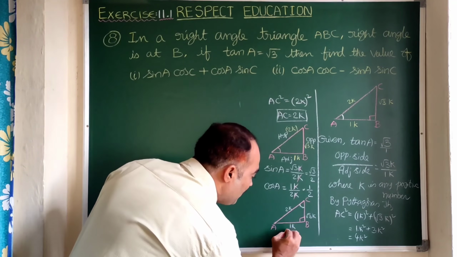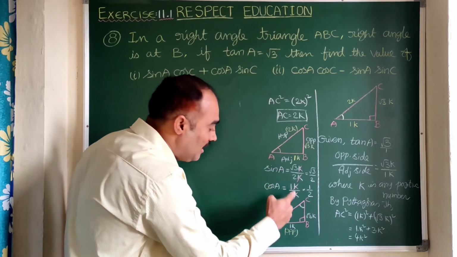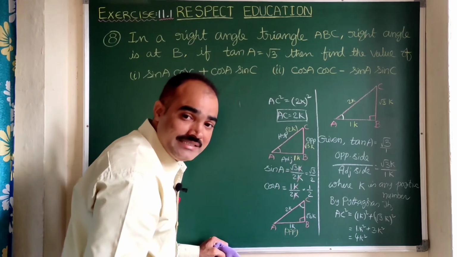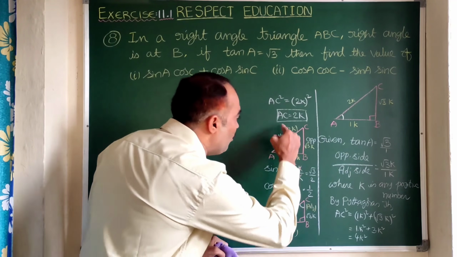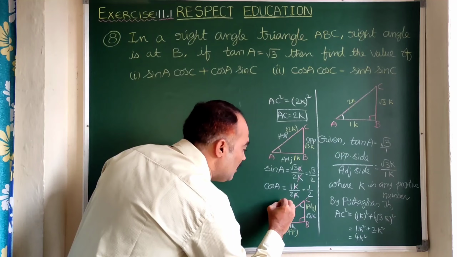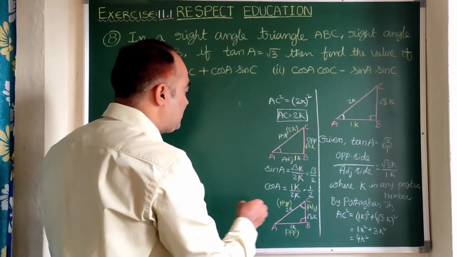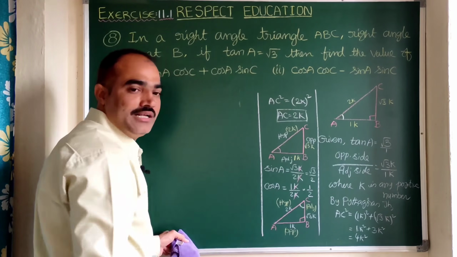AB. Now here I am writing opposite side. Observe carefully. Earlier here I wrote adjacent. Now it becomes opposite. Now here for C, what is the adjacent side? BC. This is the adjacent side. In both the cases, this is only the hypotenuse. Is it clear? Now by using this, I am going to find sin C and cos C also.